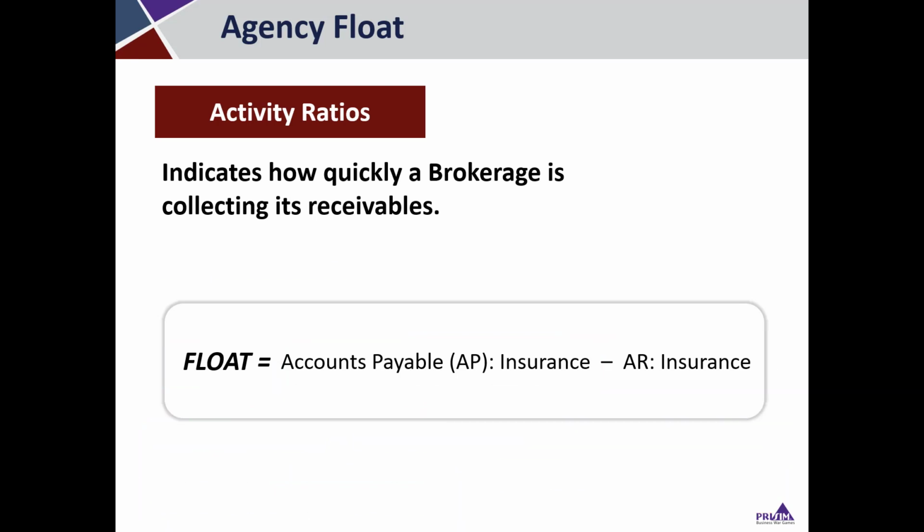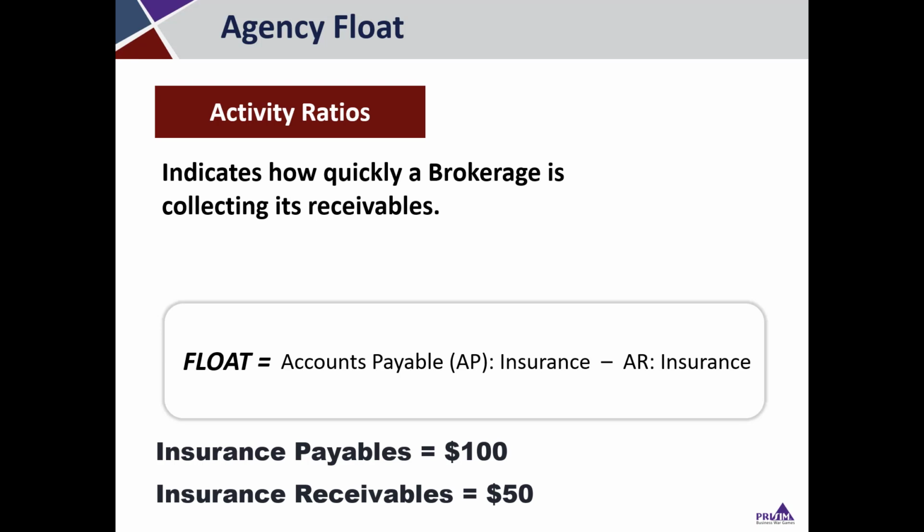So as an example, if you had $100 of payables and $50 of receivables, that means you've got a positive float of $50. And I can invest that $50 and generate a little return in an interest-bearing savings account or in a CD or whatever it might be, and make a small amount of income over that short term before I then pass the premium to the carrier.